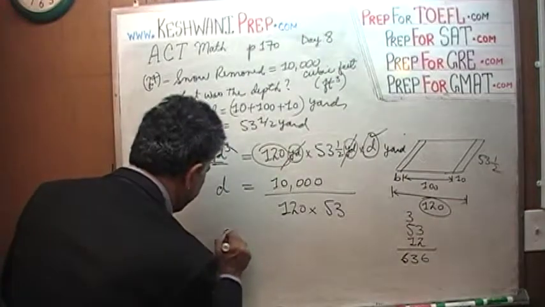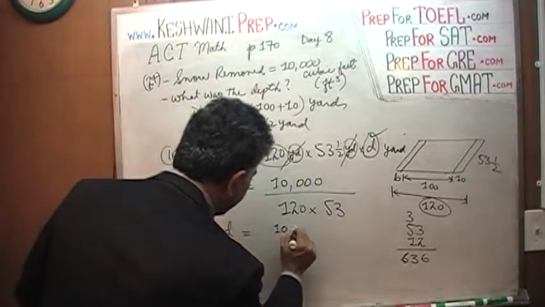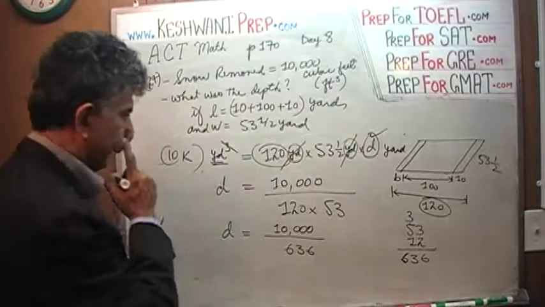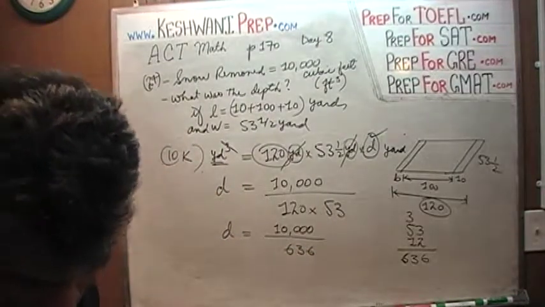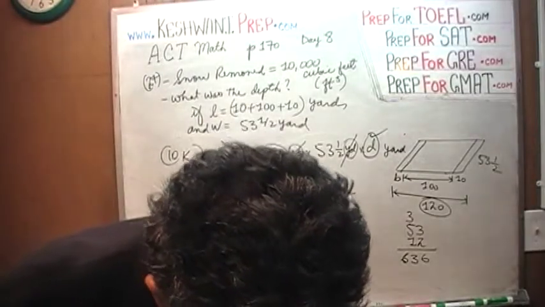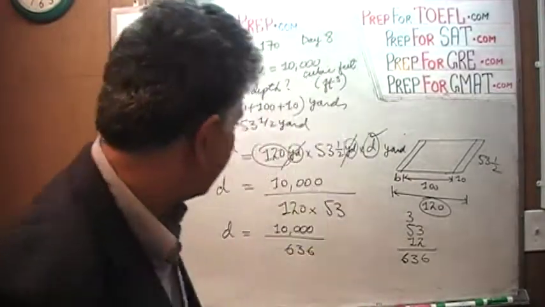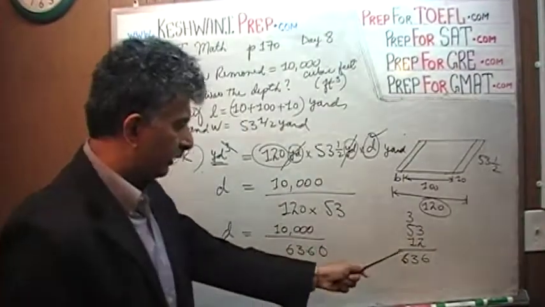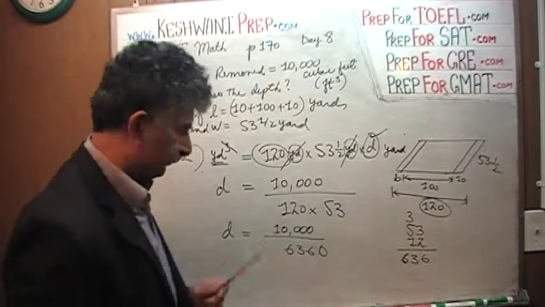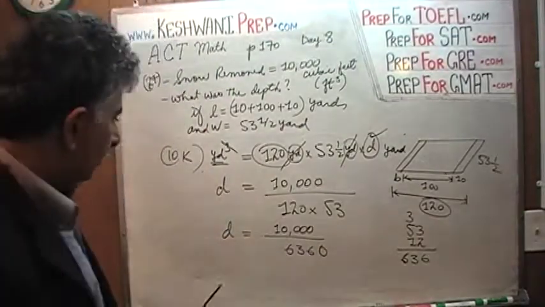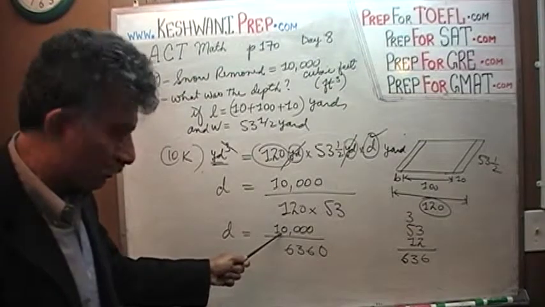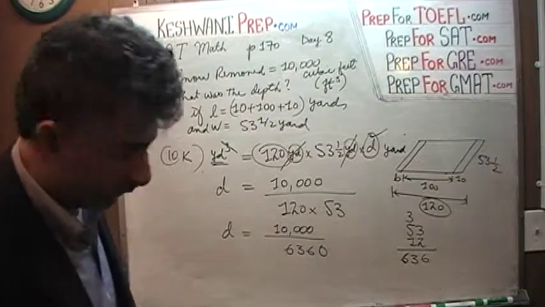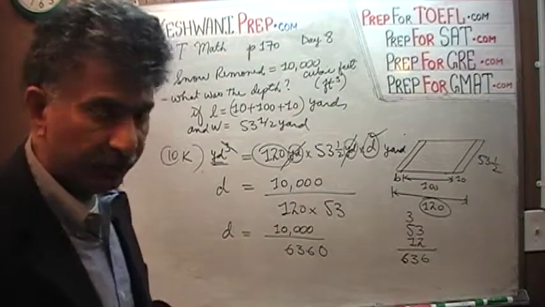So what we find here is that D happens to be 10,000 over 636. Is this a 10,000 or 1,000? It is a 10,000 cubic yard. Oh, that's right, we have a 0 here because we multiplied by 12, not 120. Okay, let's carry on. So what does it tell you? It is 10,000 on the top and 6,000 on the bottom. The fact that it is 6,360, don't worry about that.